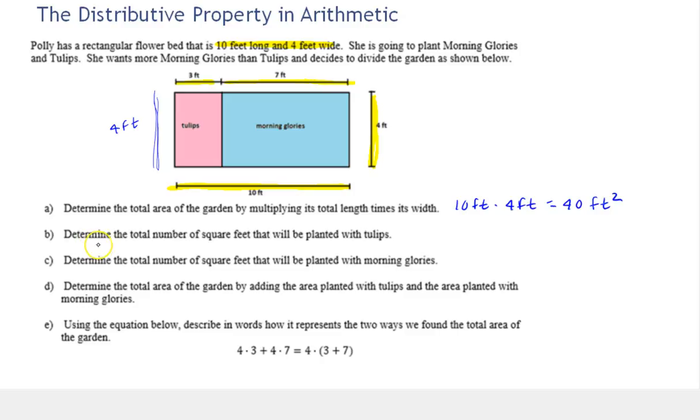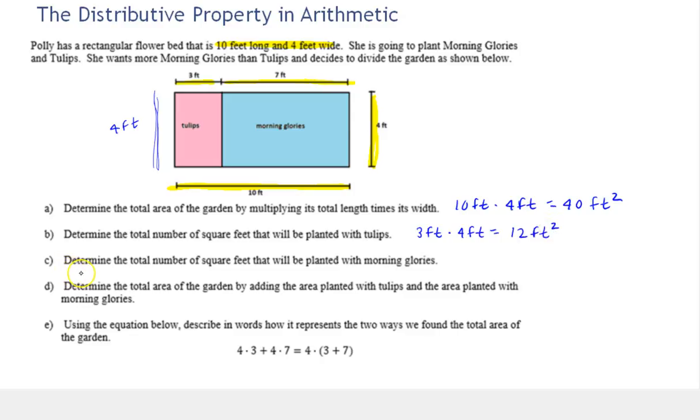Next, we're asked to determine the total number of square feet that will be planted with tulips. So this region is tulips. It's also a rectangle, and it's 3 feet by 4 feet. So 3 feet times 4 feet equals 12 square feet.